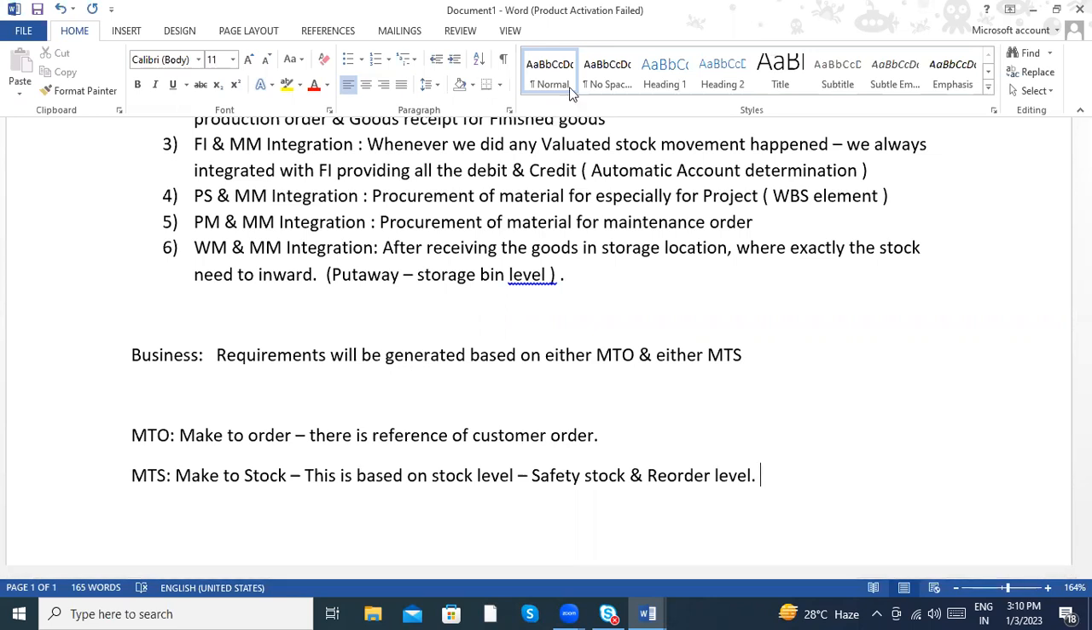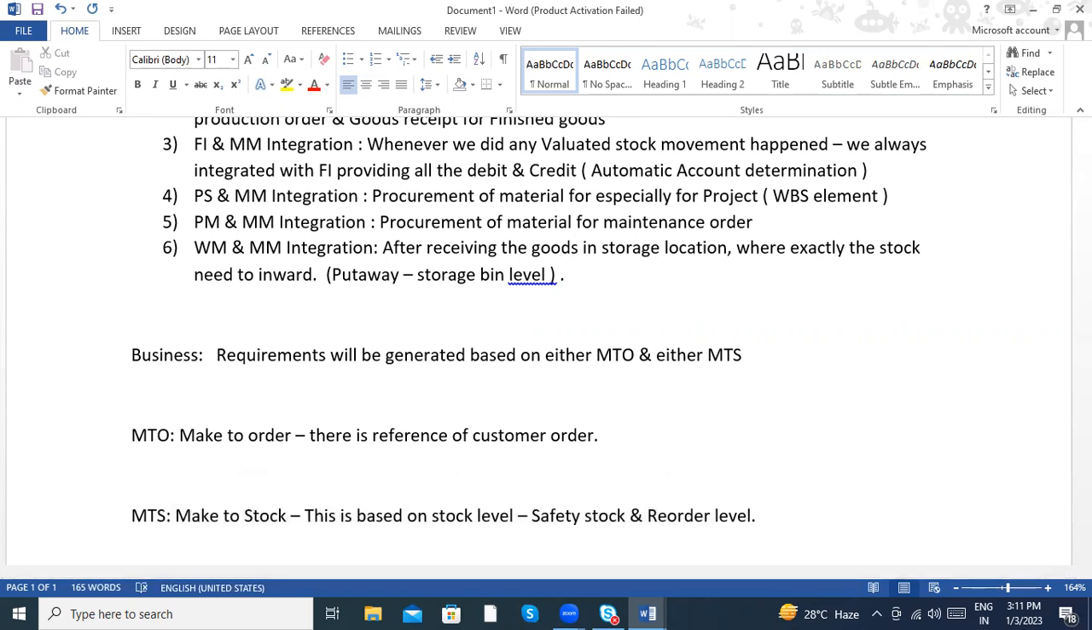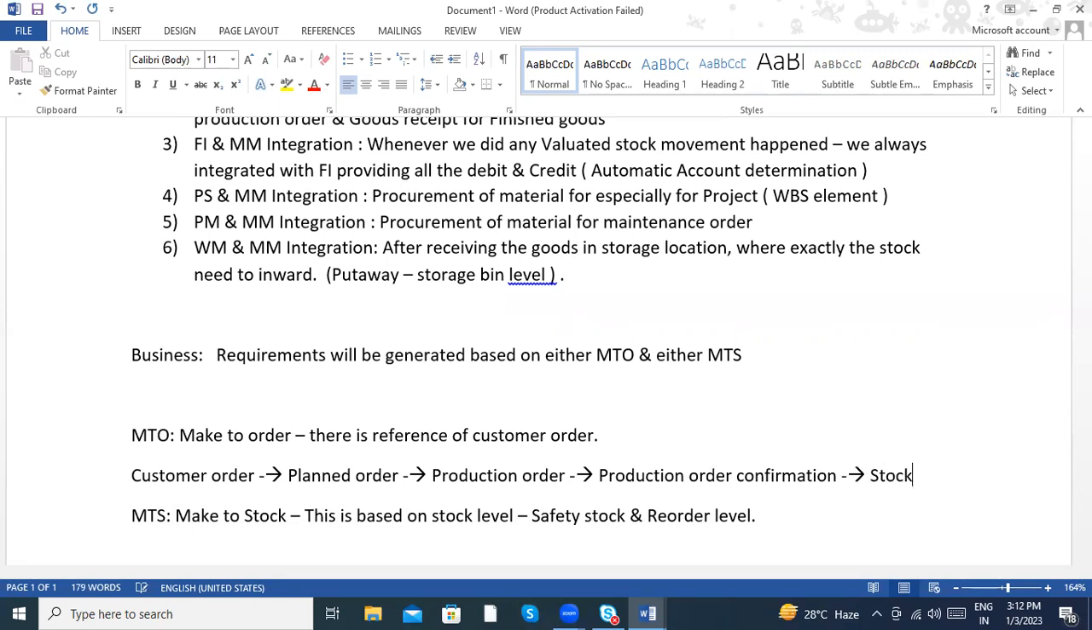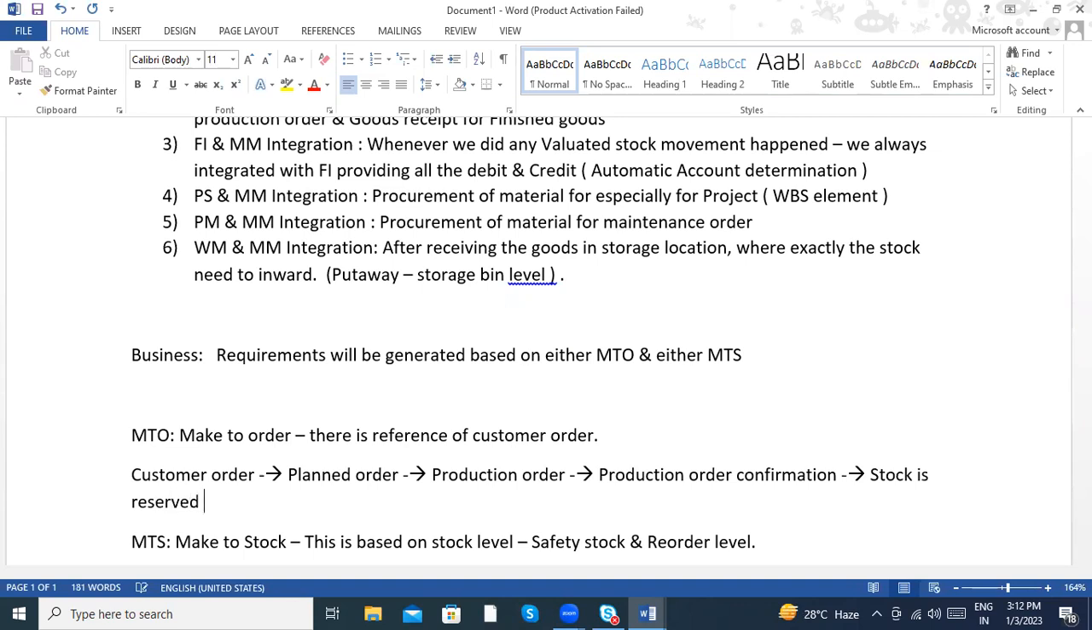Any doubts on this, make to order and make to stock? Make to order always starts based on the customer order. If it is production order related, the customer order will be created, then planned orders will be generated, then from the planned order a production order will be created. From the production order there will be a production order confirmation, and the stock will be produced. The stock is reserved for the customer.